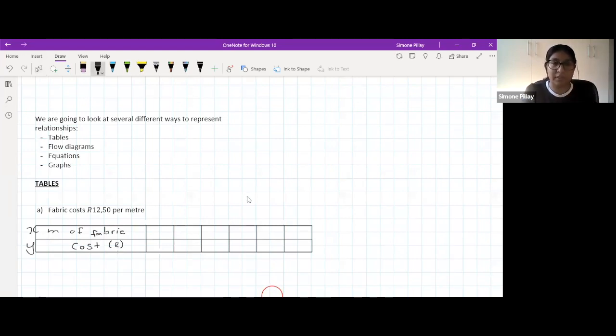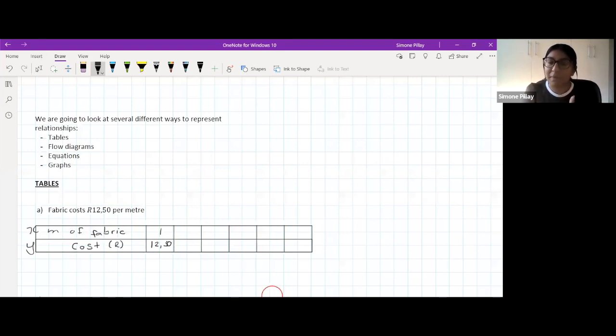So let's do our inputs. We have our independent variable, remember, so we can pick any values to be our independent variable. Let's say I buy 1 meter of fabric. What is my cost going to be? My cost is going to be 12 Rand 50. Why? Because it costs 12 Rand 50 per meter and I've only bought 1 meter of fabric.